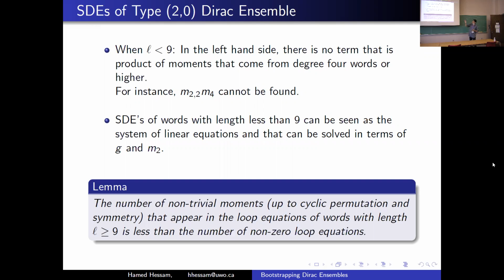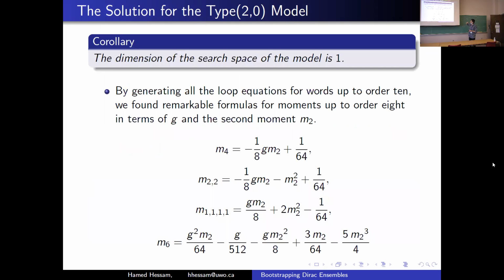the left-hand side is not a product of two moments with more than degree 4. One is M2, one is something else. So again it becomes linear equations, and we can solve it again and put it into the next Schwinger-Dyson equation. If you do it, we will end up with those relations: M4 just in terms of G and M2, and all the moments we can write in terms of M2.